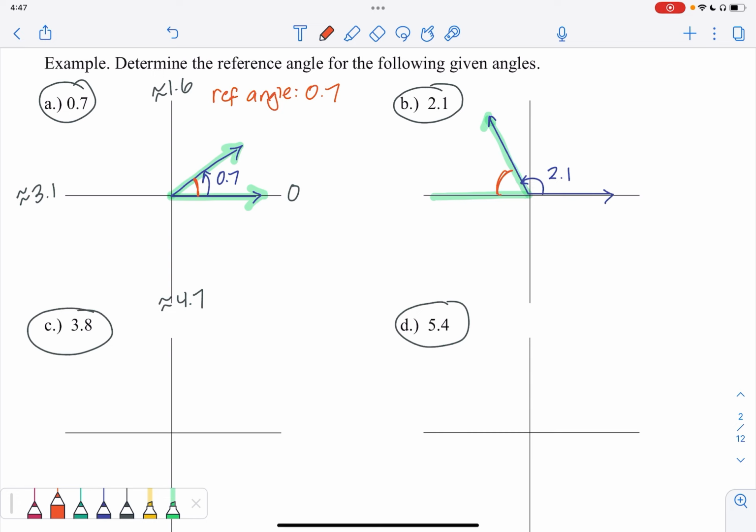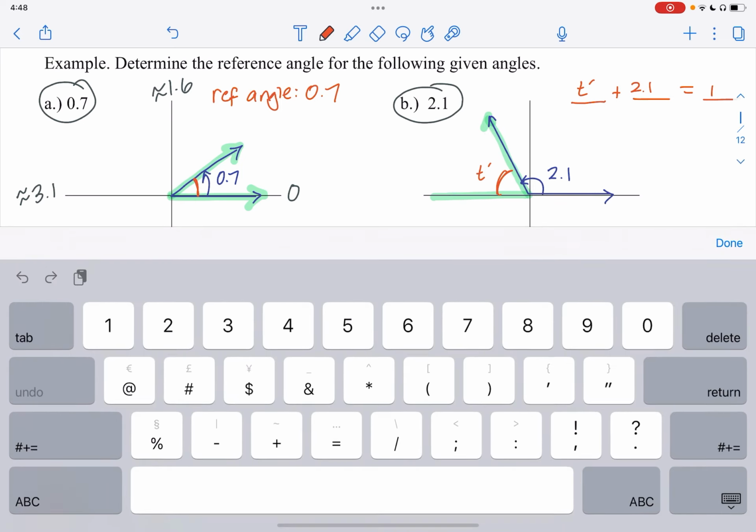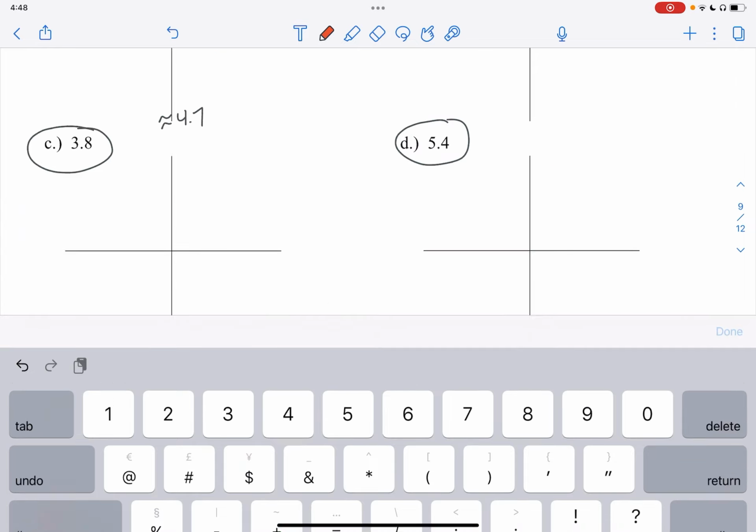And again, if we need to give it a name for some reason, we can call it T prime or something like that. And we want to know its size. Well, this is where I want to make some type of equation where I have two parts equals a whole. So what I see here is that T prime plus 2.1 is equal to, well, what's halfway around, right? What would the measurement be if I just went like that? Because that would be both of them together. Well, that's just pi.